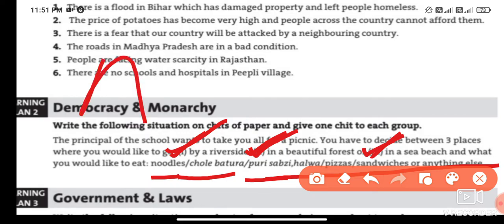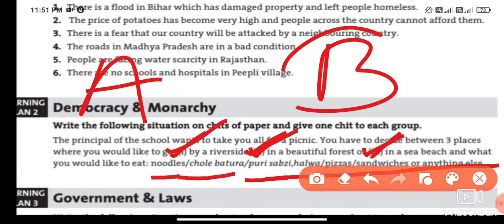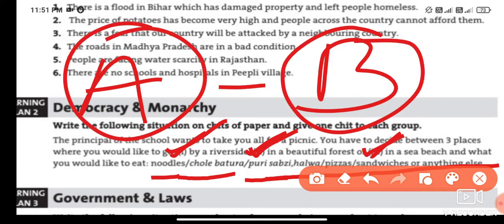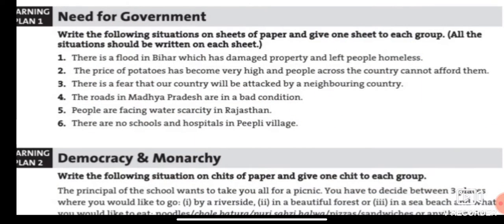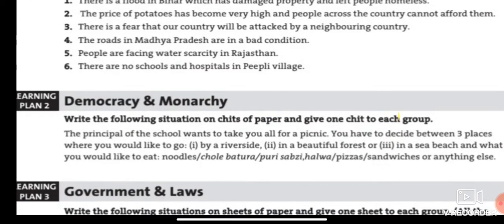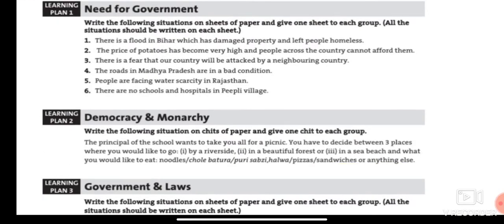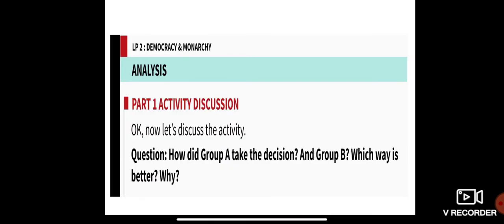That is group A and group B. So this is how you are going to select. Either you want to go to a riverside, a beautiful forest, or a sea beach, and the food that you would like to eat, either noodles, chole bhatura, puri sabji, halwa, pizza, sandwich, or anything else. So these are the options that are given to you. I hope you get it clear.